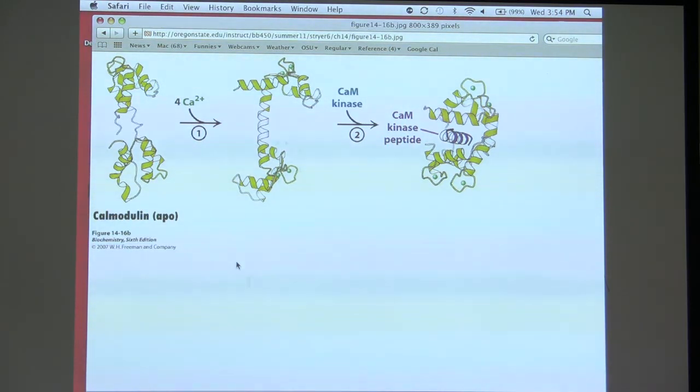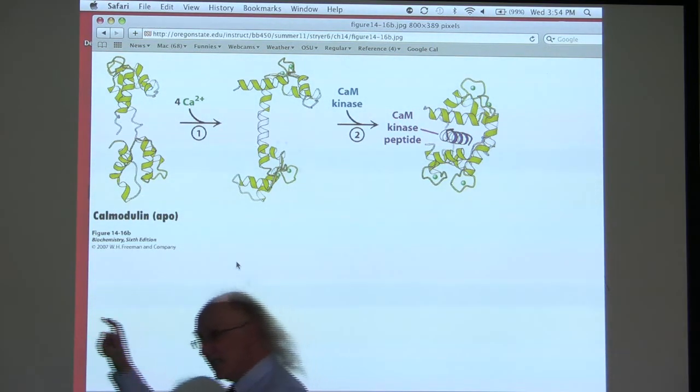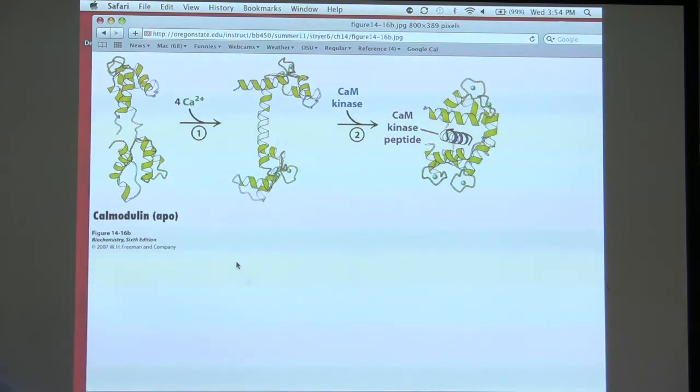One of those target enzymes is called CaM kinase. It doesn't really matter for our purpose what it is, but suffice it to say that calmodulin is the activator, and it's only activating when calcium has been released. So again, calcium can be the signal, but the effect is modulated through calmodulin.